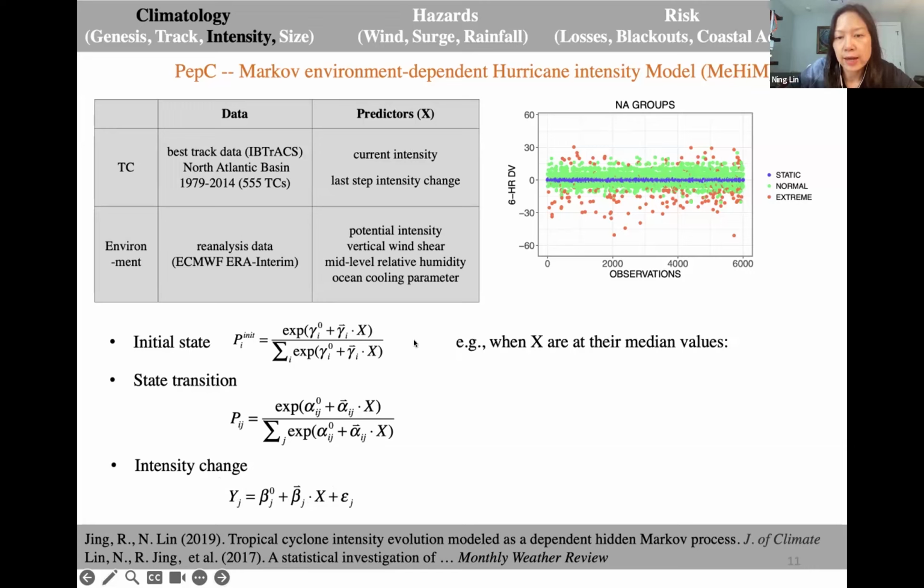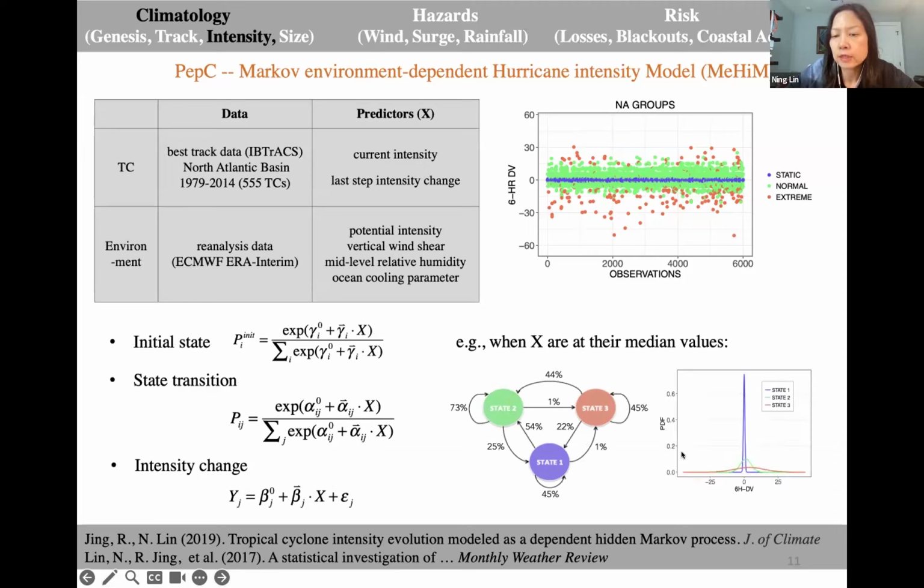So for example, when the x are at their median values, this would be the Markov chain indicating the likelihood or probability of the storm being in each of the states or moving to each of the states. And then in each state, we would have this intensity distribution. State 1 would have very small intensity change, but state 3 can possibly have very large intensity change.